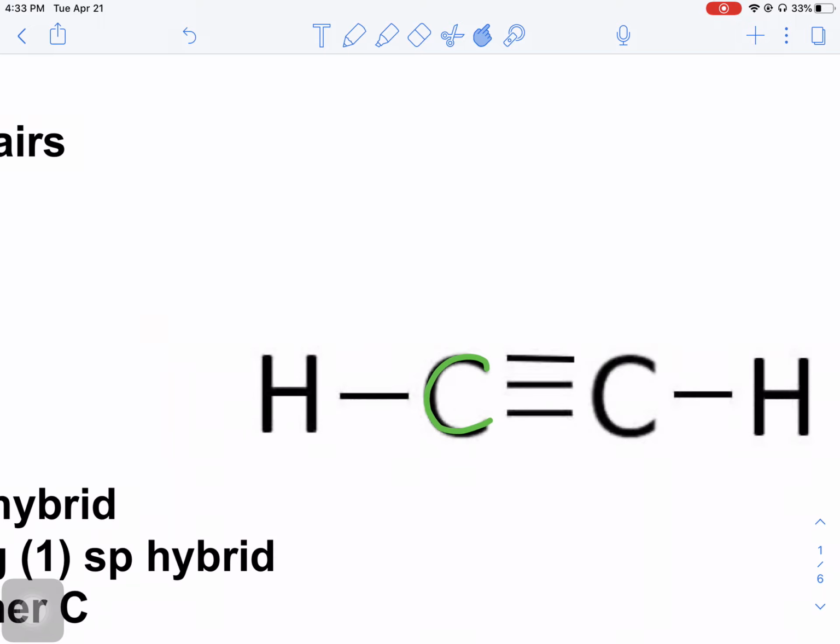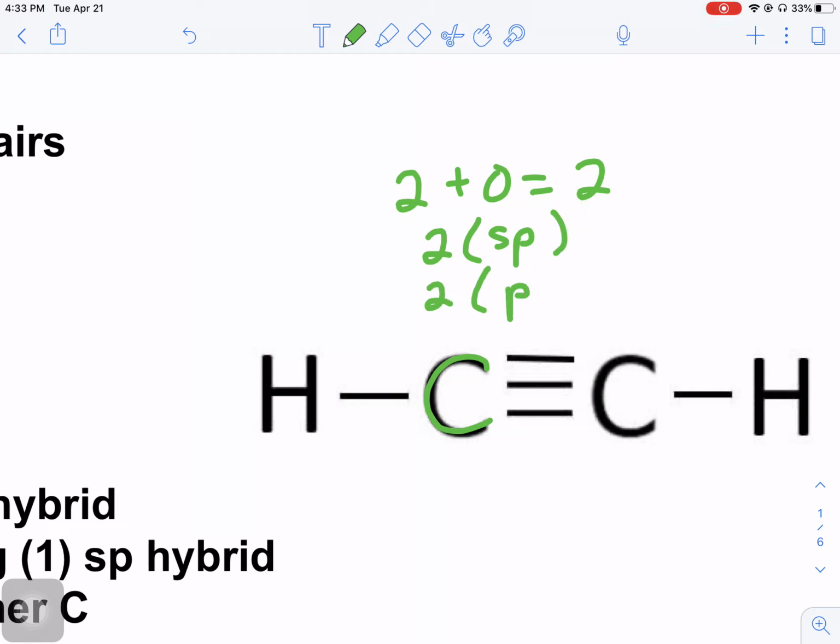So if you look at carbon, carbon has two neighbors. Carbon has zero unshared pairs, so it has two effective pairs. In the case of carbon, it is going to be sp hybridized, okay? So there are going to be two sp hybrids. I'm sorry, that's just sp, not sp2. Two sp hybrids, but it's also going to have two p's that are unhybridized, okay?